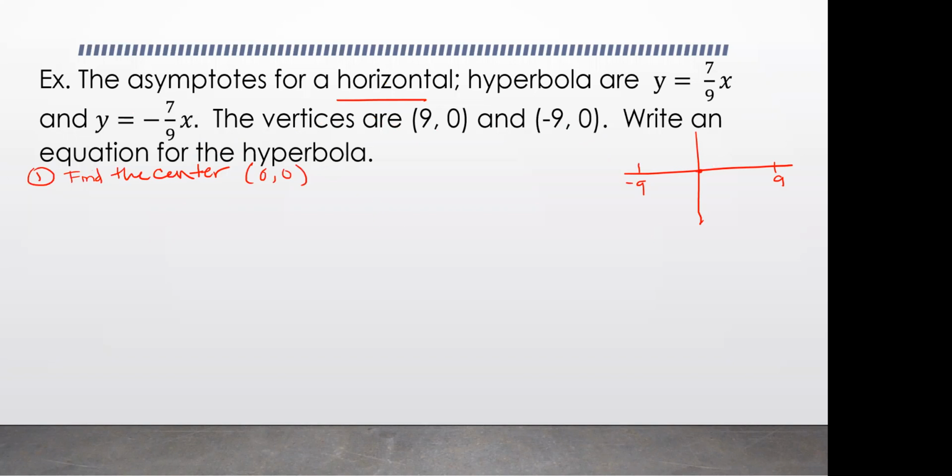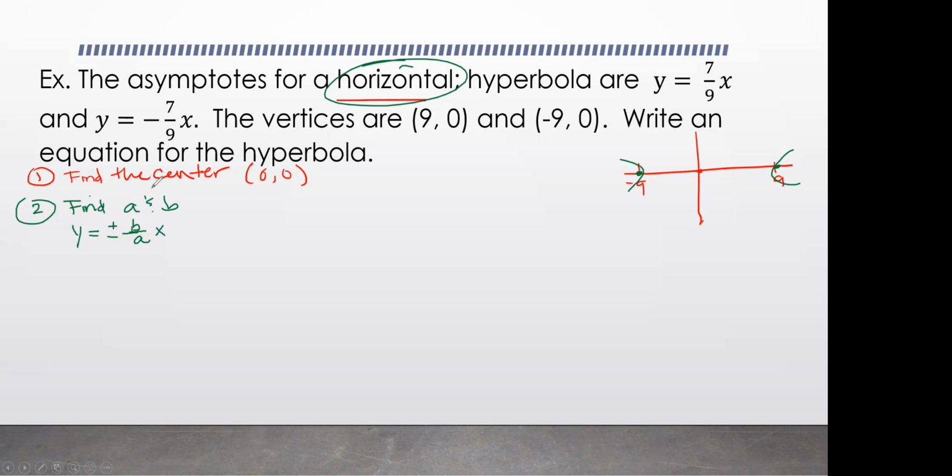So then the next step is to find the values of a and b. Since this is a horizontal hyperbola, because it told us that in the problem, and we can see that if these are the vertices, it's going to be going this way. The equations of the asymptotes that we use are going to be y equals positive or negative b over a x.